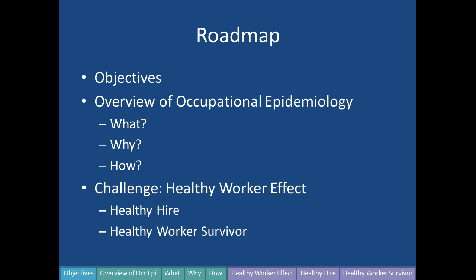So the roadmap for today's presentation is, first I'll get into the objectives, what I aim for you to get out of this presentation. Then I'll get into the overview of occupational epidemiology, including what is it, why is it done, and how exactly do we do it. The how portion will have two segments, one talking about exposure assessment, and the second talking about study design, so two typical study designs that are used in occupational epidemiology. And then the last section, we'll talk about the healthy worker effect. And these include two components, including the healthy hire effect and the healthy worker survivor.